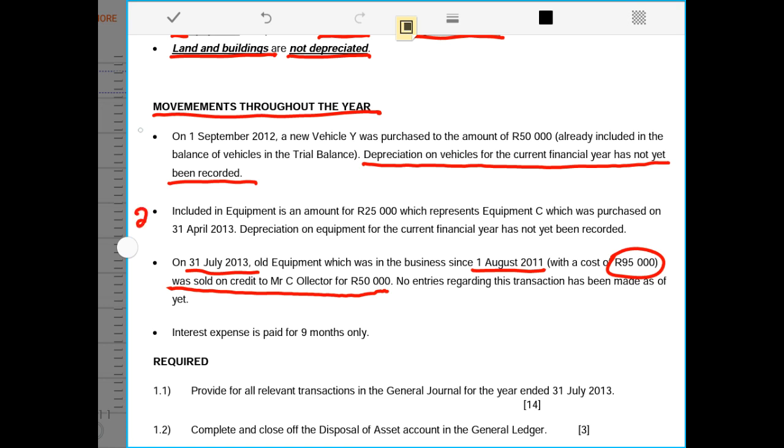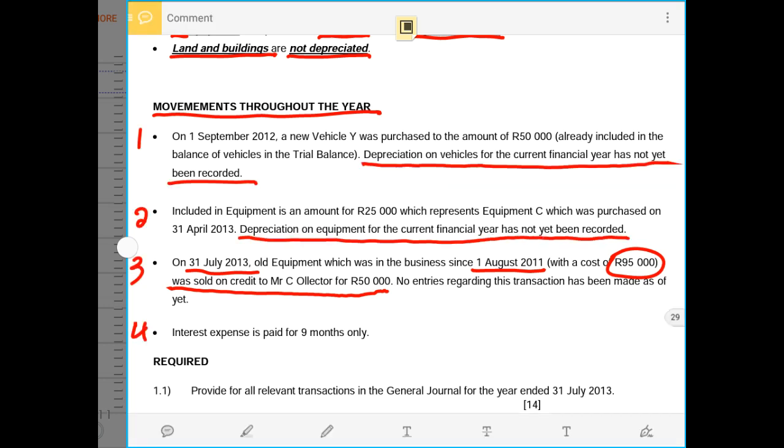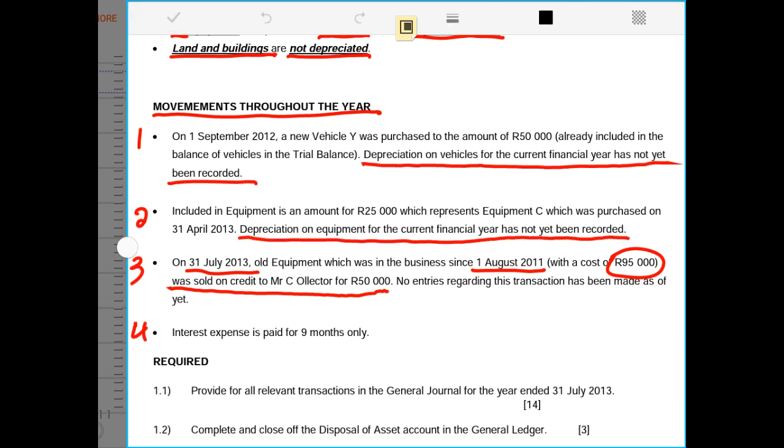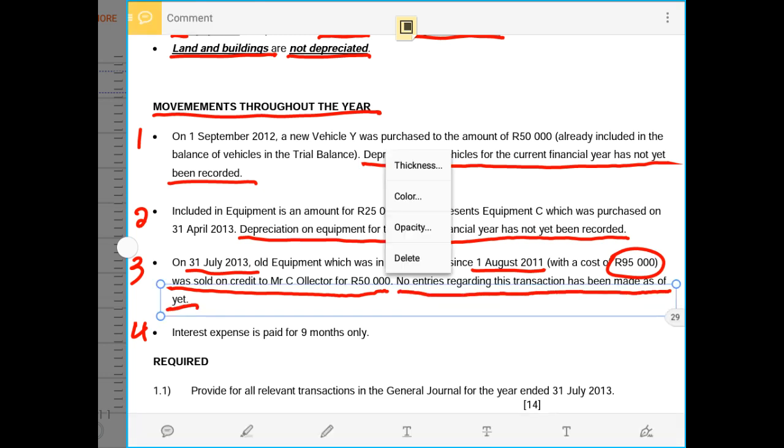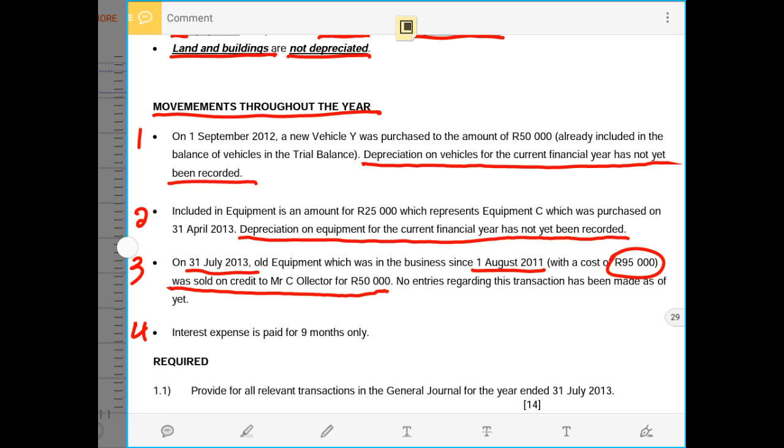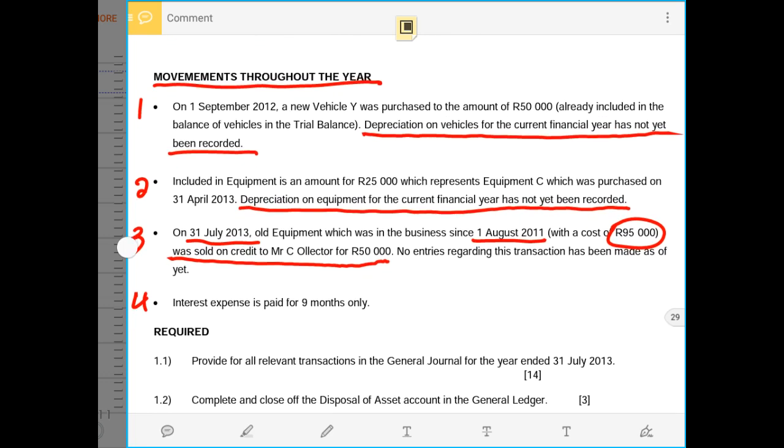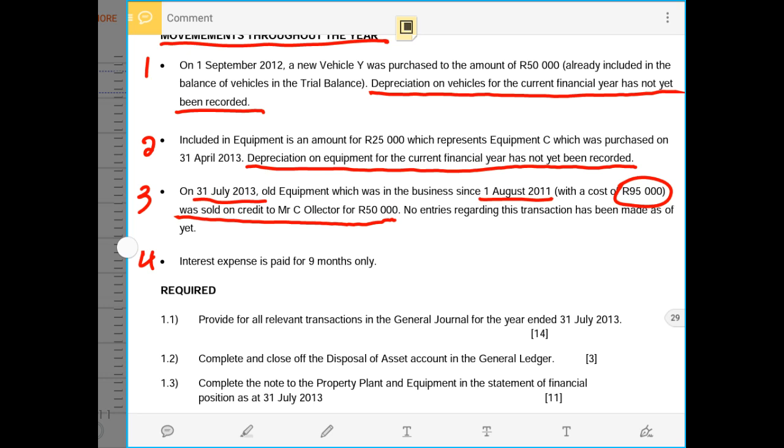Second dot, if I can number this, the second sentence says depreciation on equipment for the current financial year has not yet been recorded. So now current year depreciation in the two was not yet accounted for. And again in the third bullet it says no entries regarding this transaction have been made as yet. So now it means the disposal of this equipment, being the old equipment, was not yet accounted for in the books of the business. So now there is quite a whole lot of transactions that we have to account for during the current financial period.